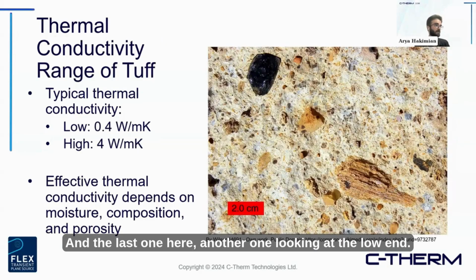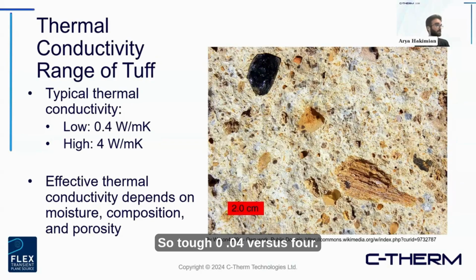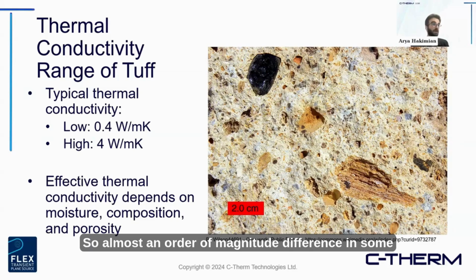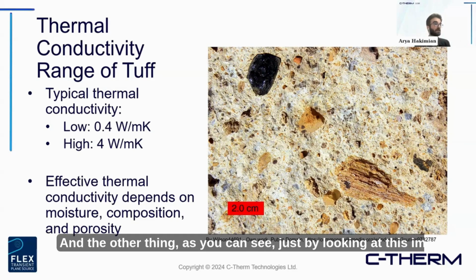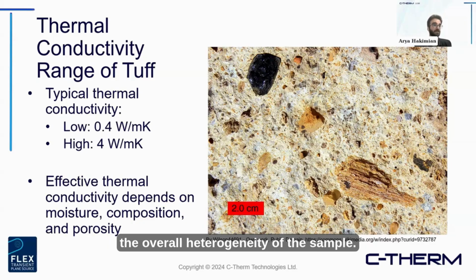And the last one here, another one looking at the low end, so tough, 0.04 versus 4. So almost an order of magnitude difference in some cases. And the other thing, as you can see just by looking at this image, is the overall heterogeneity of the sample.